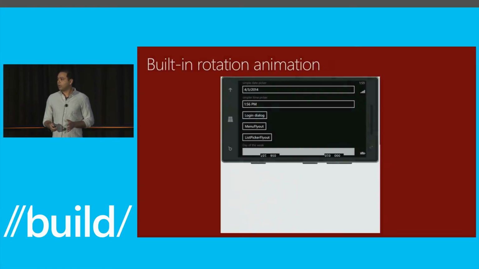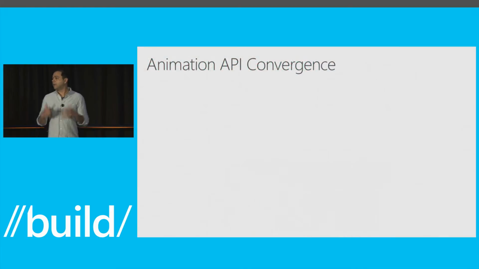So before we close up, I want to talk about the animation API convergence a little bit. There were many times during the talk when I mentioned that this animation is also available on Windows. And sometimes the animation looks different. Sometimes we recommend that you don't use the Windows animation on phone because the animation design is slightly different. So I want to give you a breakdown of the recommendations from our design studio.